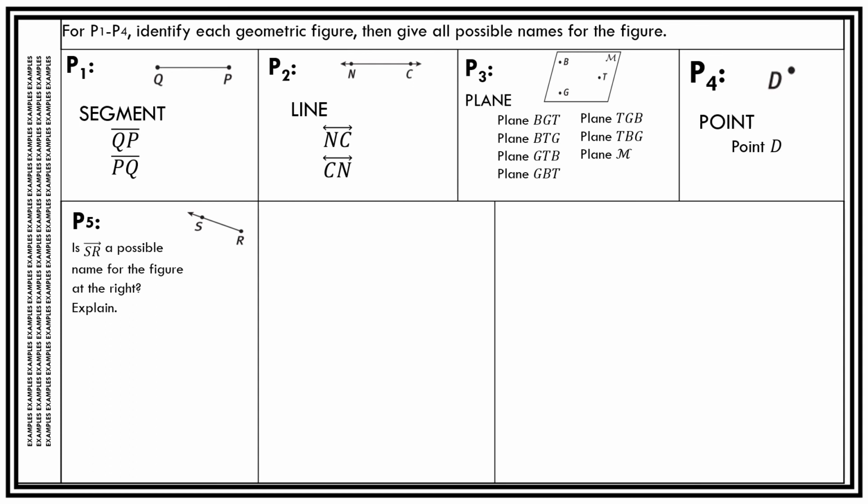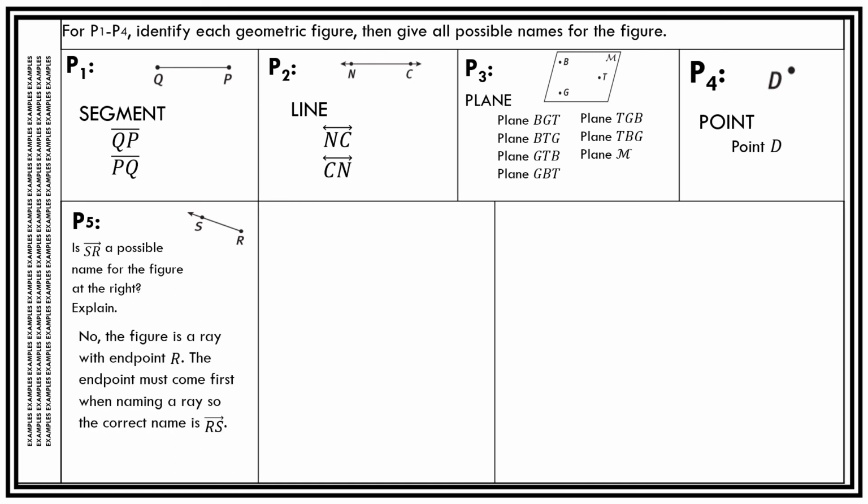Is ray SR a possible name for the figure at the right? Explain. So, without even looking at the diagram, if I see ray SR like that, I am going to assume that the endpoint is S. But by looking at my figure again, my endpoint is R. So is this a possible name? No, it is not a possible name. The figure is a ray with endpoint R. The endpoint must come first when naming a ray, so the correct name would be ray RS. Okay, that's important. You have to have the endpoint first, okay? That's very, very important.